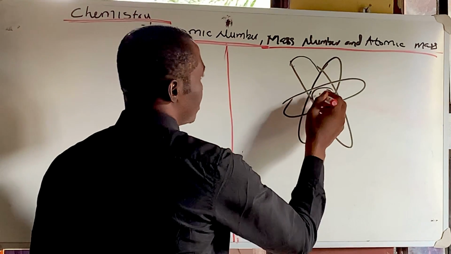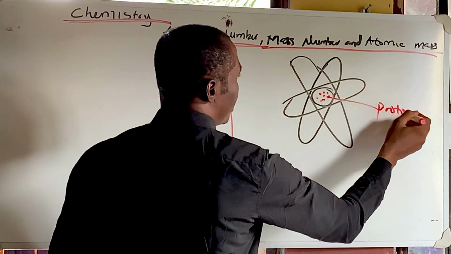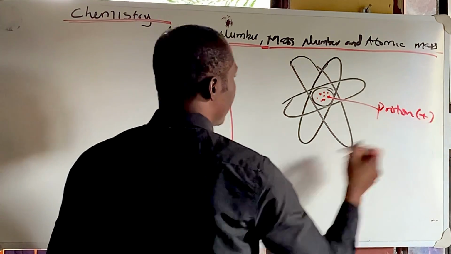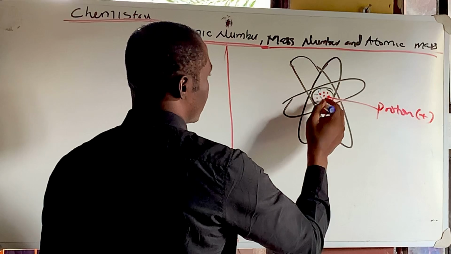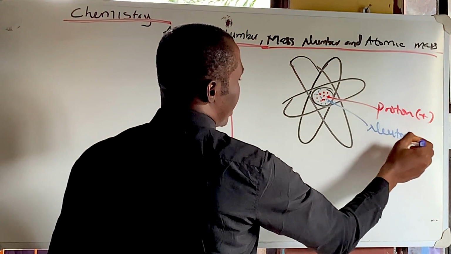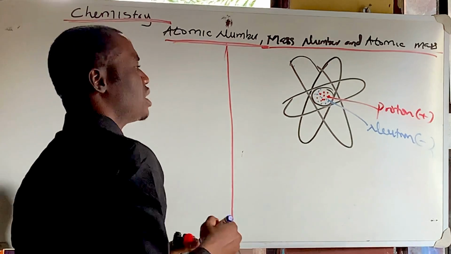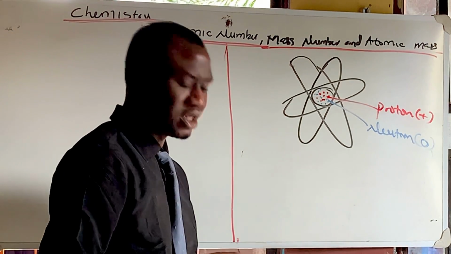Now we have this. This is the proton inside the nucleus of an atom, which is positively charged. Then we have the neutron, inside the nucleus of an atom, which has zero charge. It has a neutral charge.